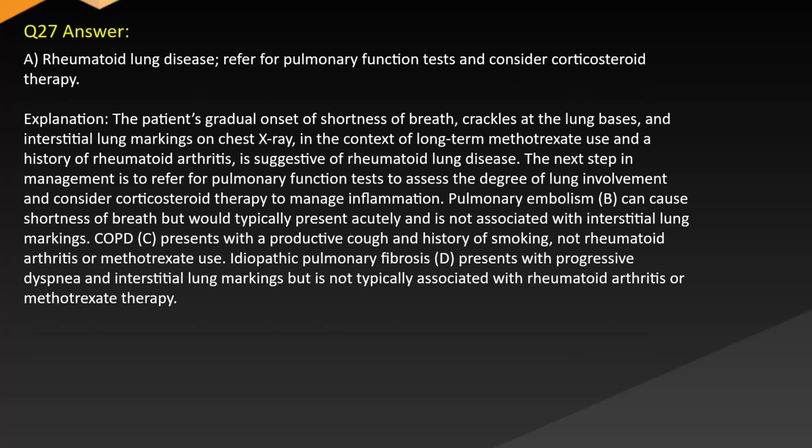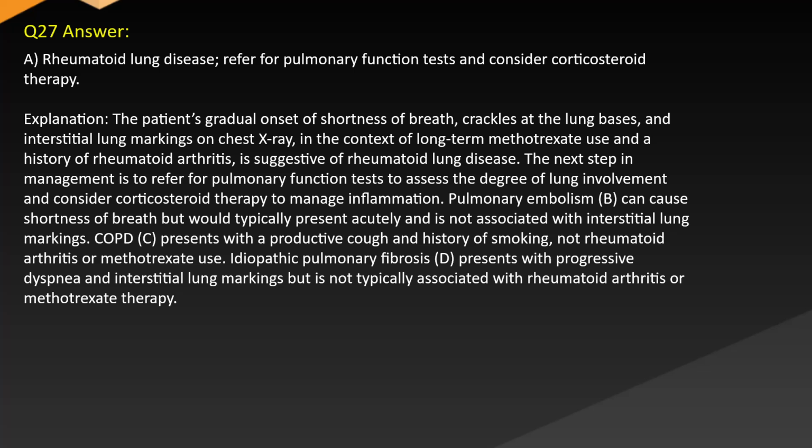Answer A. Rheumatoid lung disease. Refer for pulmonary function tests and consider corticosteroid therapy. Explanation: The patient's gradual onset of shortness of breath, crackles at the lung bases, and interstitial lung markings on chest X-ray in the context of long-term methotrexate use and history of rheumatoid arthritis is suggestive of rheumatoid lung disease.